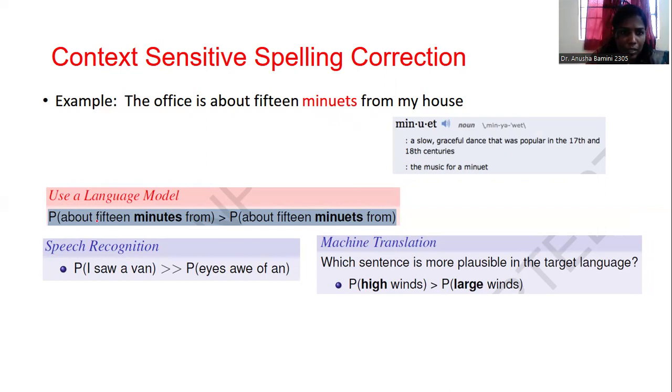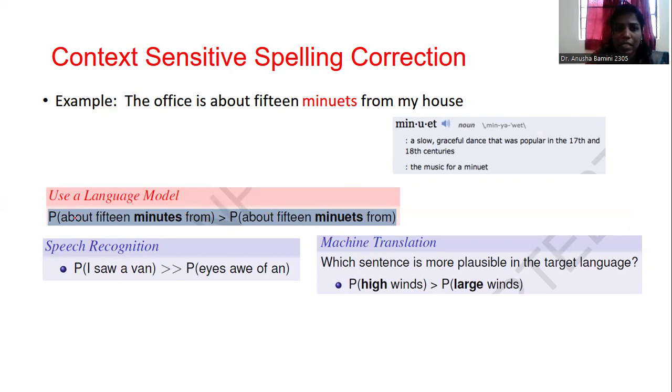So see here, P represents the probability. Two kinds of spelling are here: about 15 minutes from, and the same thing with minuets. Two sets of spelling. In a dictionary, this word is also there. This is also a meaningful word. But how will the system know that, by default, the spelling minutes will come in this particular statement?